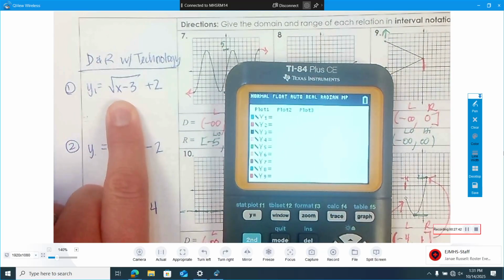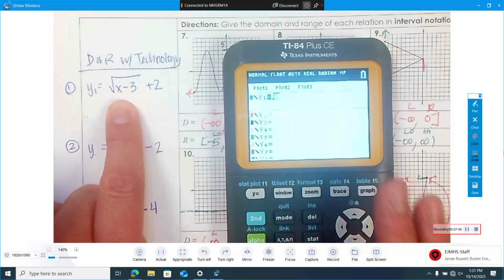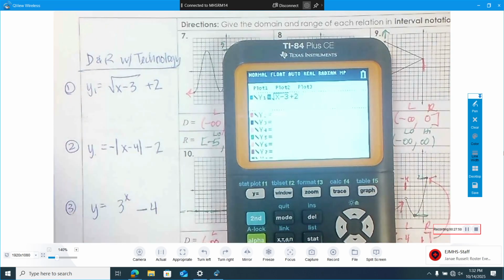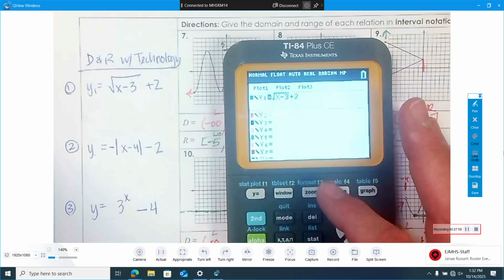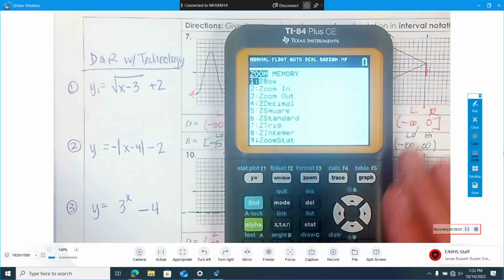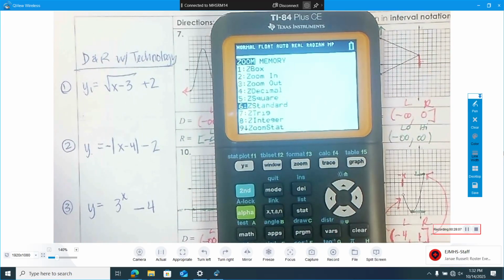So graphing something like this, we know where our square root button is, hopefully. Square root of x minus 3, and then outside the radical we have a +2. You got it in? All right. Most of these you're going to do a zoom standard window. So hit zoom and then scroll down to standard. Zoom standard.